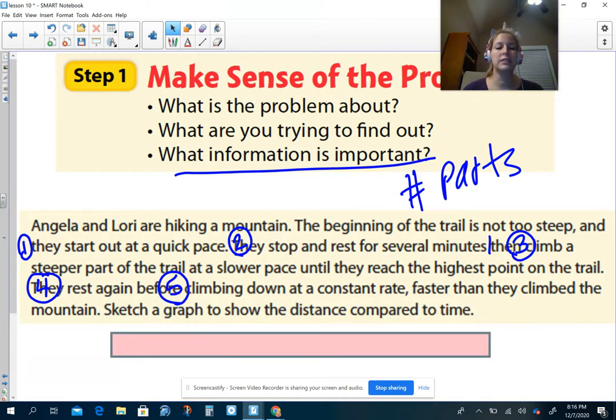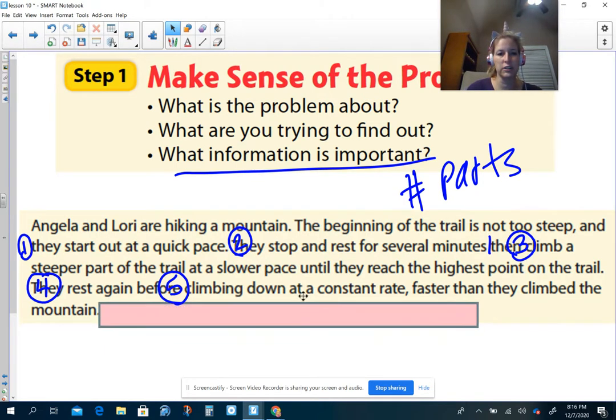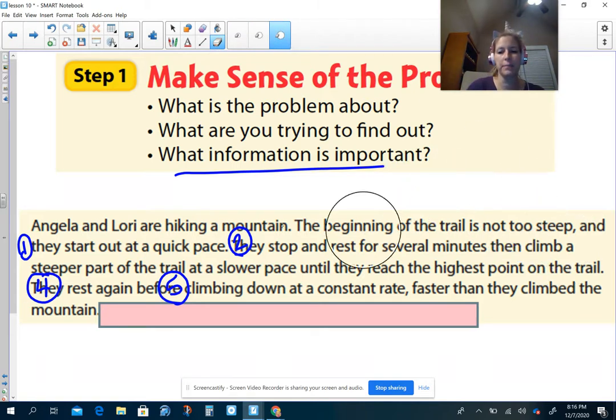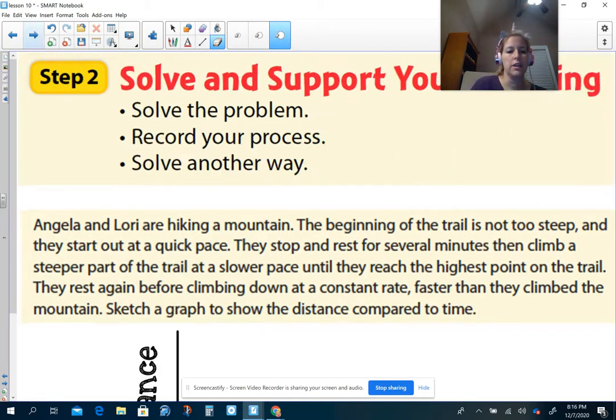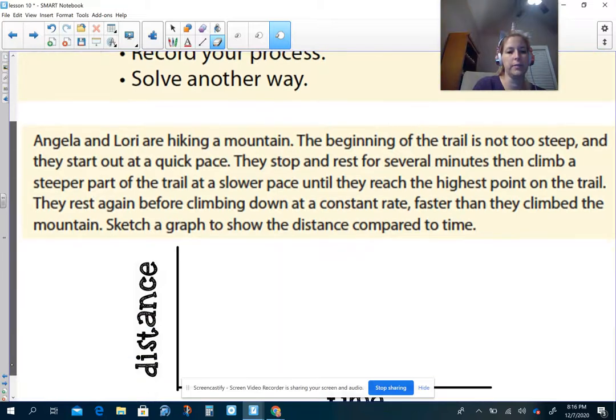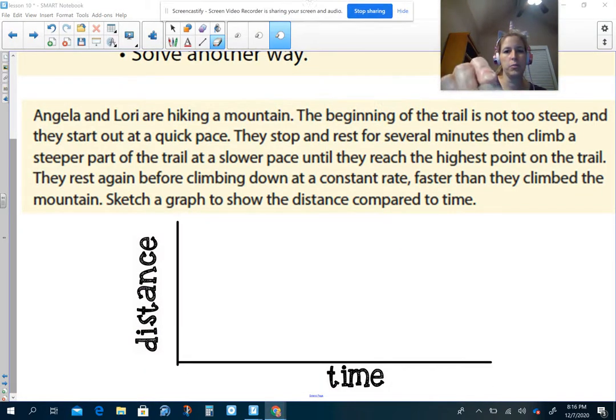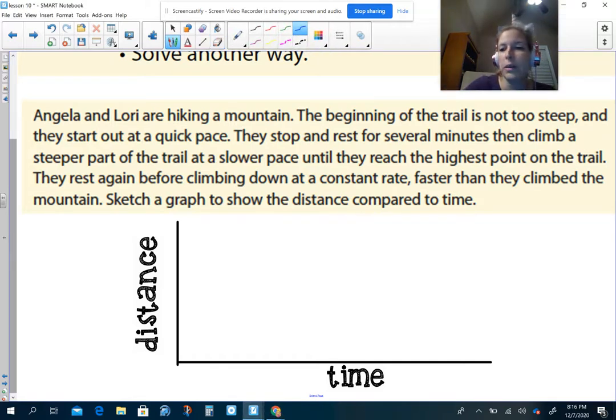So we're going to sketch it. I'm going to go to my next slide, and I'm going to help you out just a little bit. Move you way up here. And now I have distance and time. So again, we're starting out at a quick pace. We stop and rest for several minutes. Then we climb a steeper part. And then we rest again. There we go. And we climb down faster.